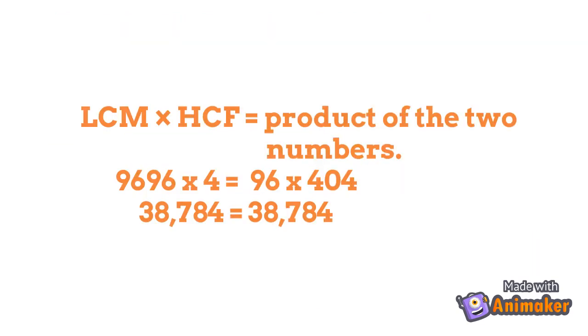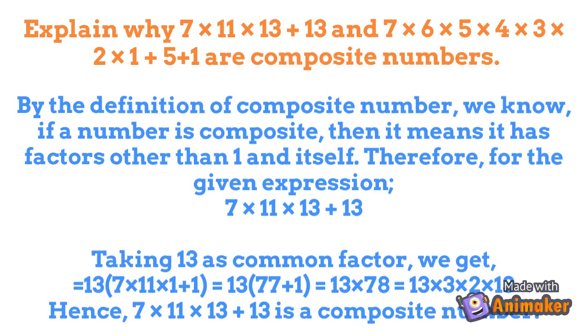So LCM into HCF equals product of two numbers. Our LCM came 9696, and our HCF is 4. We will multiply them, and it equals the product of the numbers, that is 96 into 404. So the answer is C. Yes, it is proved. Now let's take another example where two expressions are given.